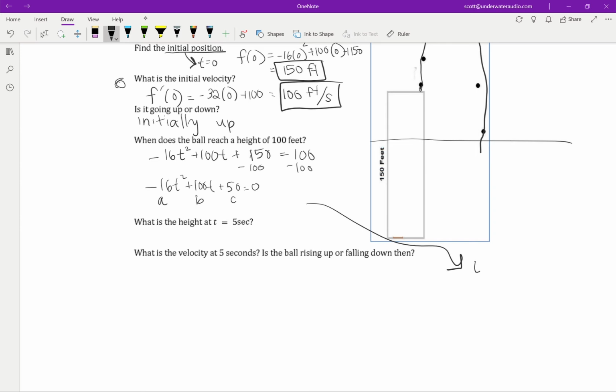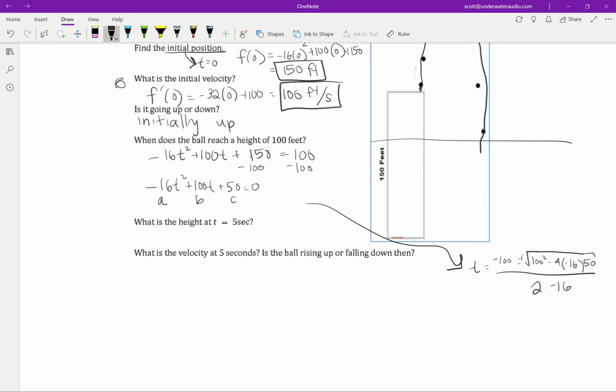So quadratic says t equals negative b, so negative 100, plus or minus the square root of b squared, so 100 squared, minus 4 times a times c, which is 50, all over 2 times a.